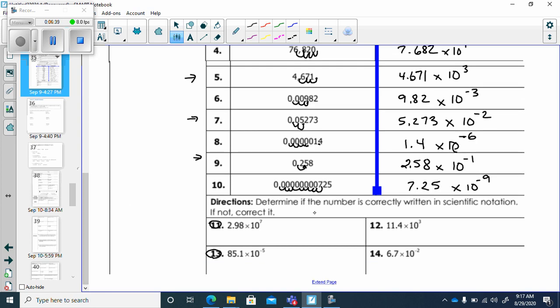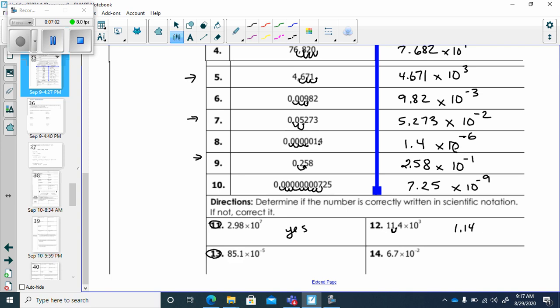Down here it says determine if the number is correctly written in scientific notation. If not, correct it. This has 1 decimal in the front that's greater than or equal to 1 times that. Perfect. Yes, it is. 11.4 times 10 to the 3. No, it needs to be 1.14, right? Because 11 is bigger than 10.